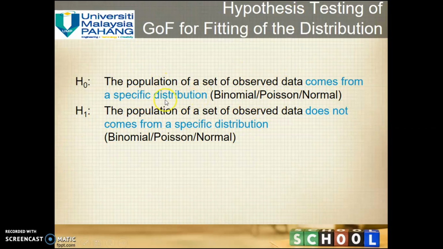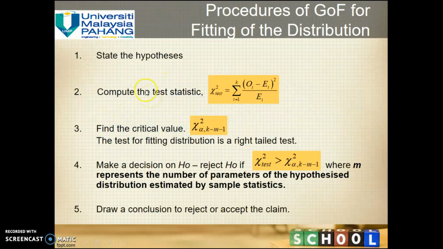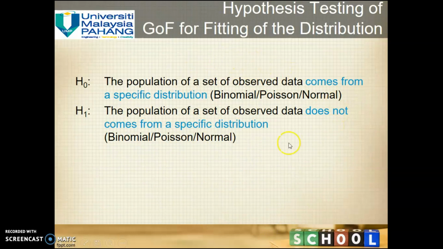So your hypothesis, this is your step 1. We still have 5 steps here. Step 1 is to state the hypothesis. Your hypothesis for the fitting of the distribution is fixed already. Doesn't matter what question you have, this is your hypothesis for the case of fitting of the distribution. So how do we know it's a fitting of the distribution? It is when you have binomial or Poisson or normal in your question.